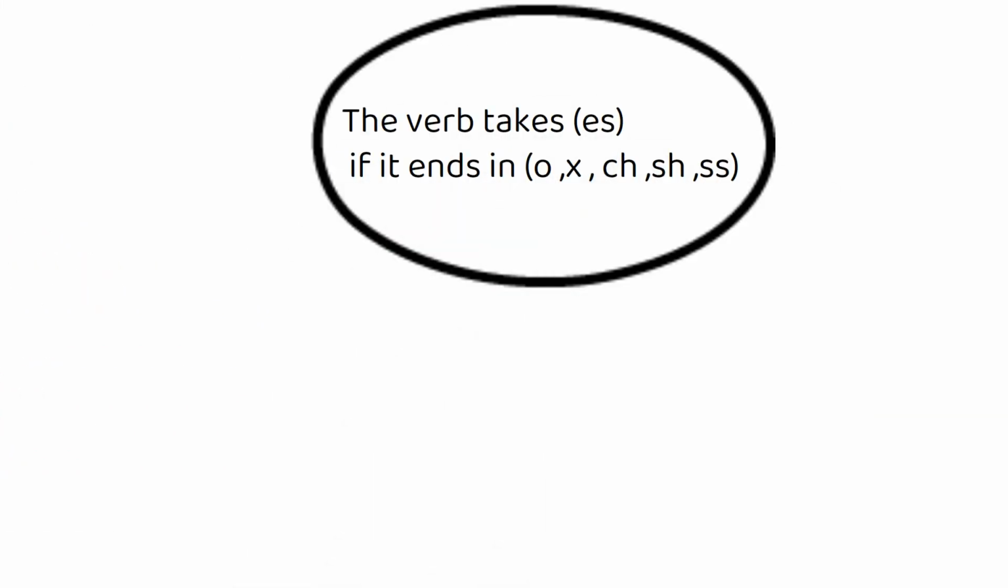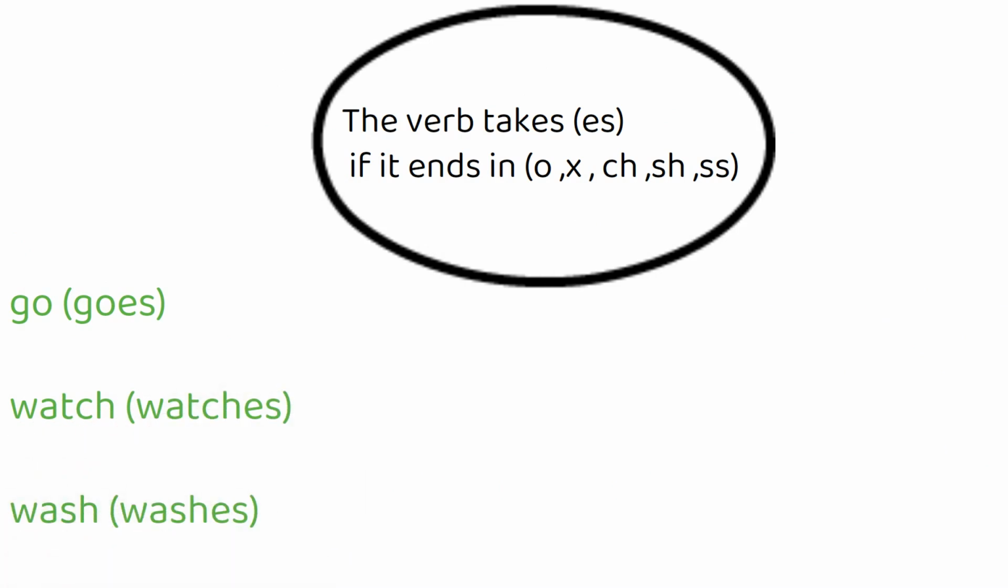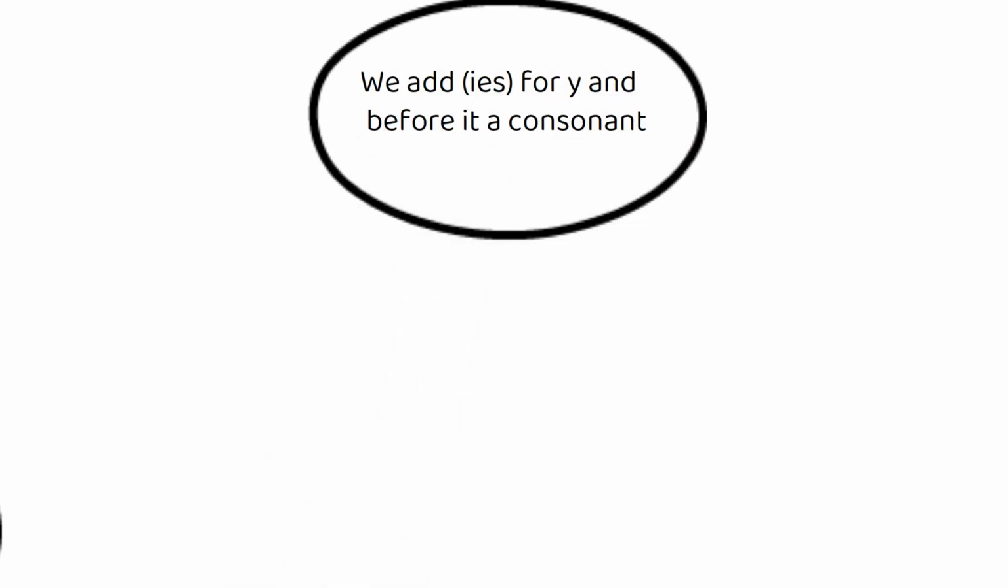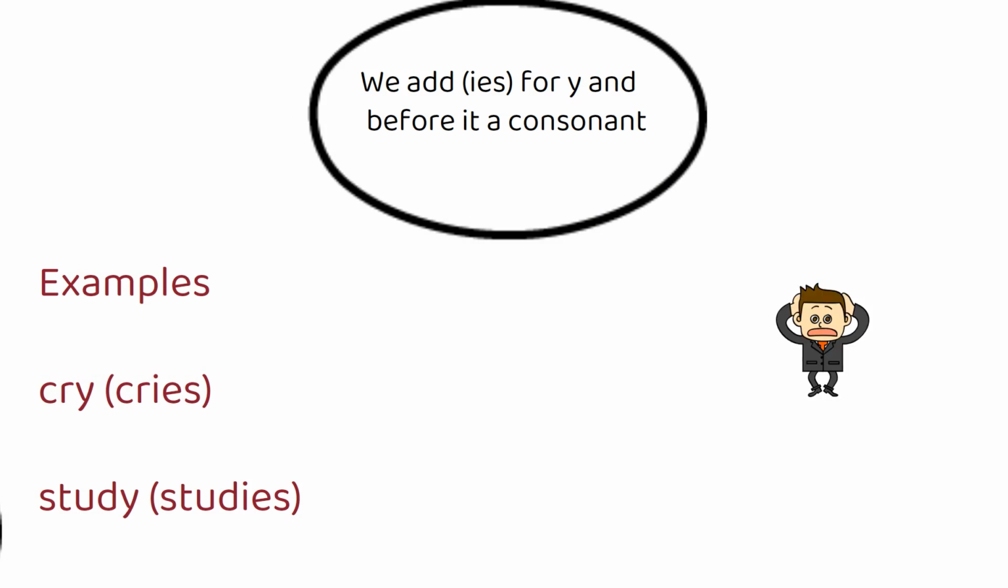The verb takes es if it ends in o, x, ch, sh, s. Go, goes. Watch, watches. Wash, washes. We add ies for verbs ending in y with a consonant before it. Examples: cry, cries. Study, studies.